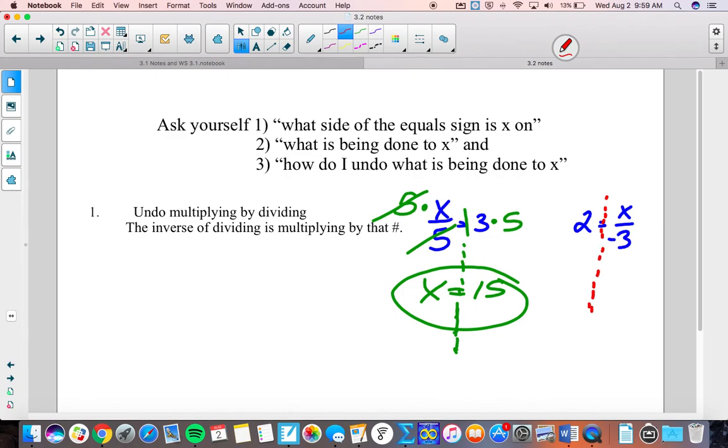Over yonder, what side of the equal sign is x on? It's on the right. What's being done to it? It's being divided by negative 3. How do we undo dividing by negative 3? Multiply by negative 3. What we do to one side, do to the other. Multiplying and dividing by negative 3 are inverses. They cancel each other out.